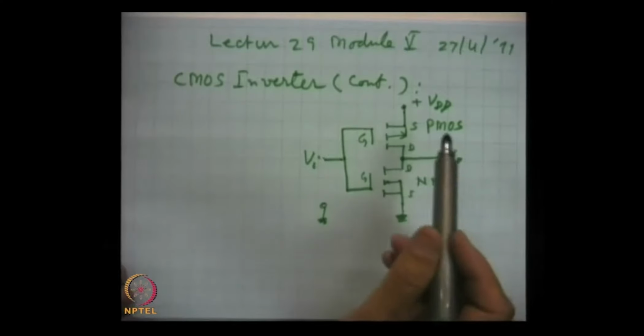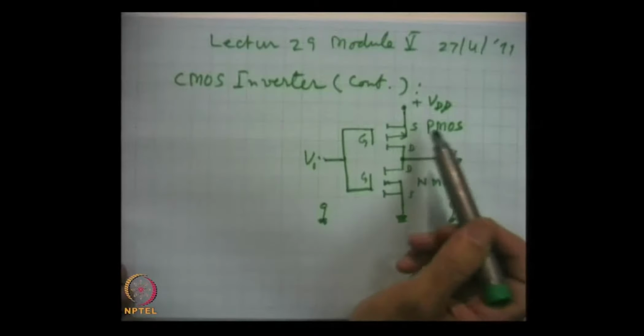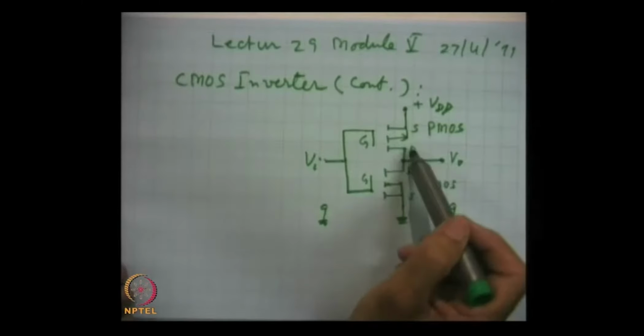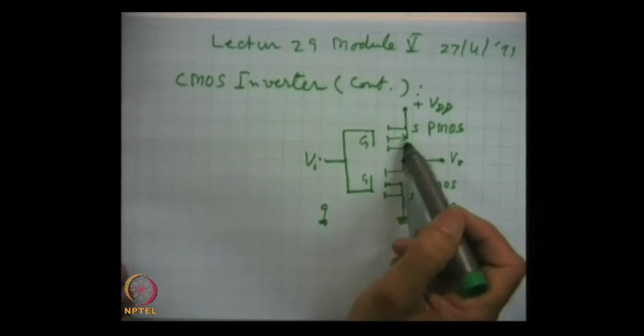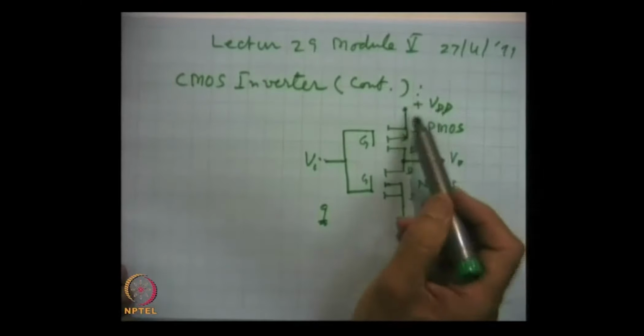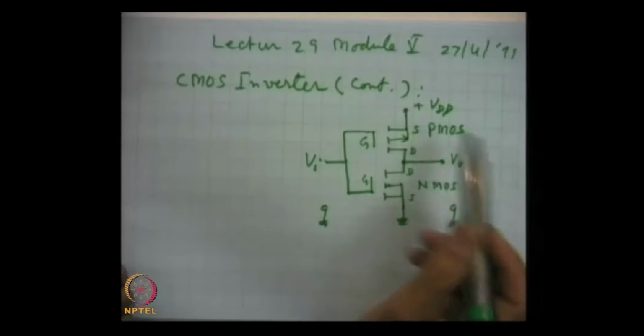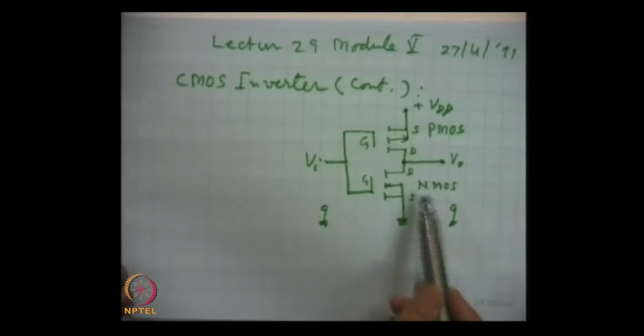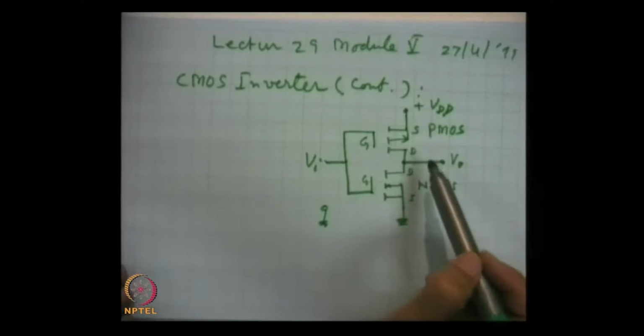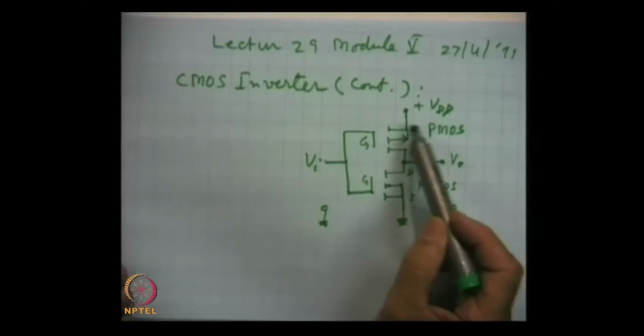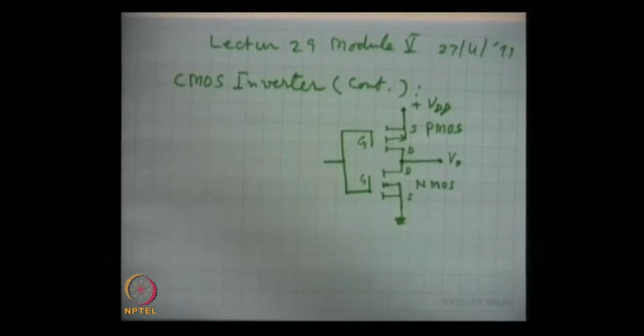We also discussed that PMOS actually requires a negative supply voltage, which can be provided by giving a positive source voltage. That is the way these NMOSFET and PMOSFET are connected. This source is connected to the positive supply terminal, and this way we can bias both the MOSFETs by a single supply.